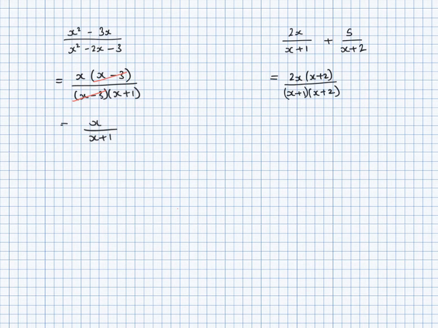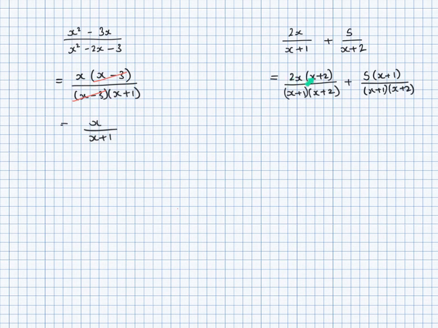I get 2x times x plus 2, and in the denominator I will get x plus 1 multiplied by x plus 2. Now I'm going to multiply this fraction here by x plus 1 at the numerator and x plus 1 at the denominator. So I'm going to get 5 times x plus 1 over x plus 1 times x plus 2. Now the denominators are the same, so I can combine them and make them one fraction, and here I need to add this expression here to this expression. So let's see what that looks like.